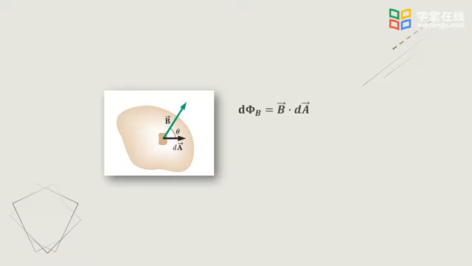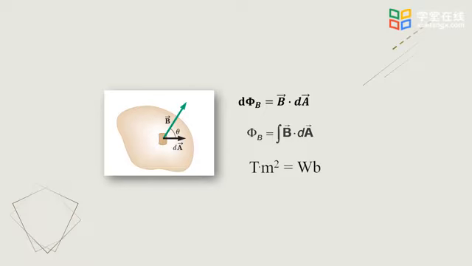The magnetic flux through the area element dA is defined as a dot product of B and dA, where B is the magnetic field at this element. Therefore, the total magnetic flux through the surface is the surface integral of magnetic field over the entire surface. The unit of magnetic flux is Tesla meter squared, which is defined as Weber.